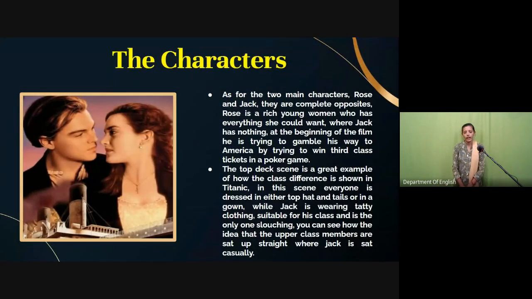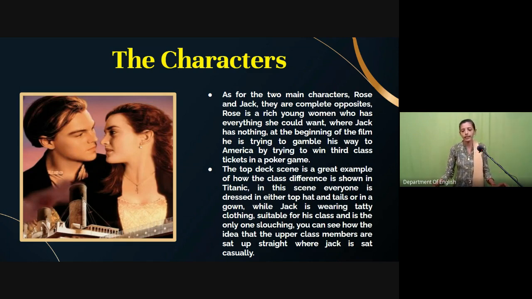The characters: the two main characters in the Titanic movie, Rose and Jack. They are complete opposites. Rose is a rich young woman who has everything she would want, whereas Jack has nothing. At the beginning of the film, he is trying to gamble his way to America by trying to win third class tickets in the poker games.